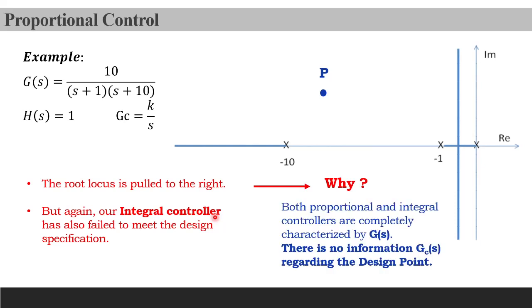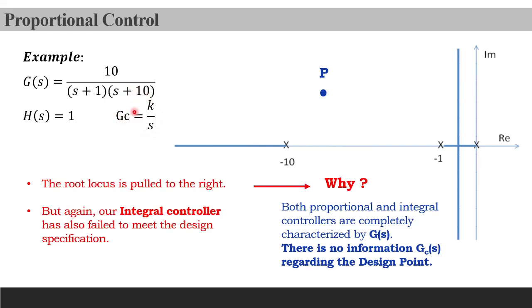So in this case, you can see that both proportional and integral controllers are completely characterized by G(s). What that means is that our controller functions do not have any information regarding the design point. The design point is something you derive before you plot the root locus, but none of the parameters mentioned in the design point is part of this controller.